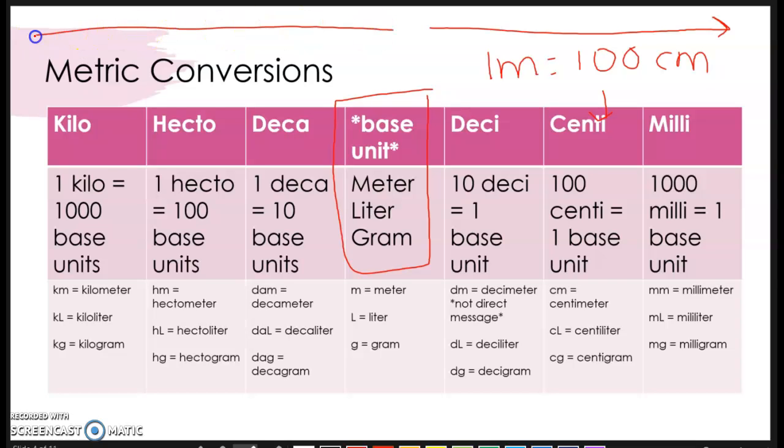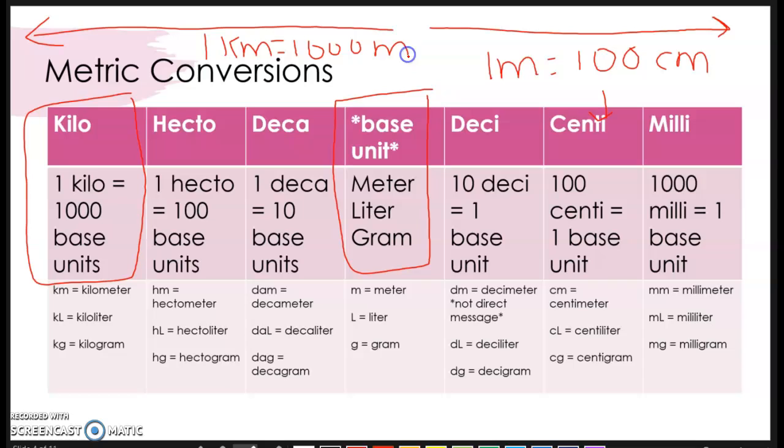This way, going left, they are larger than the base unit. So if we looked at kilo, which is a commonly used one, 1 kilo is 1,000 base units. So 1 kilometer equals 1,000 meters.